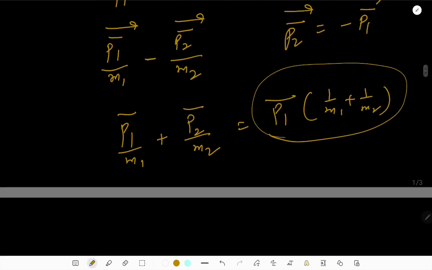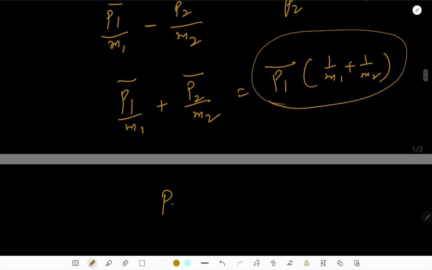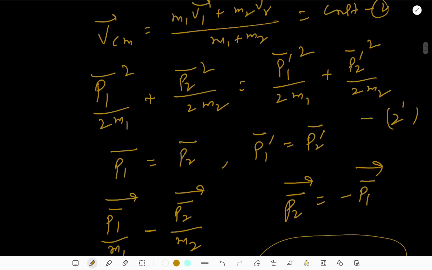In a similar manner you can write the relative velocity after collision as p1 dash bar times 1 by m1 plus 1 by m2, and both are the same, because you can prove everything from this equation number 2. Exactly, we already know by the concept of zero momentum frame that p1 bar and p2 bar have the same magnitude and opposite direction. And in a similar manner, p1 dash bar and p2 dash bar have the same magnitude and opposite direction.